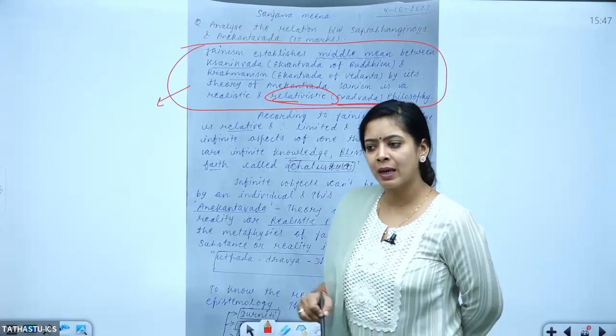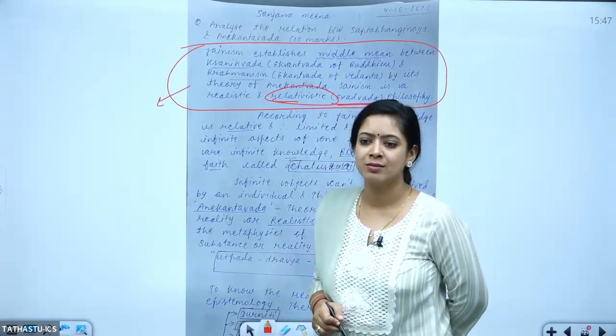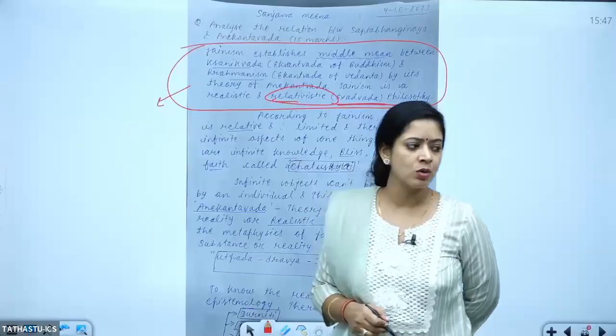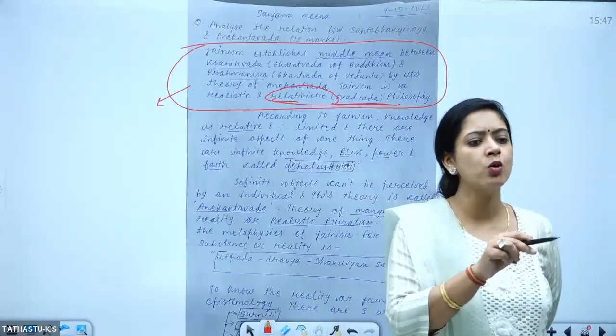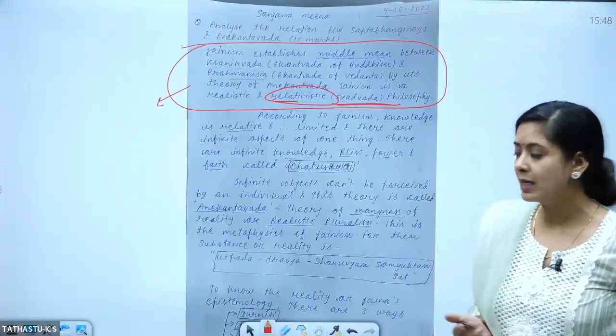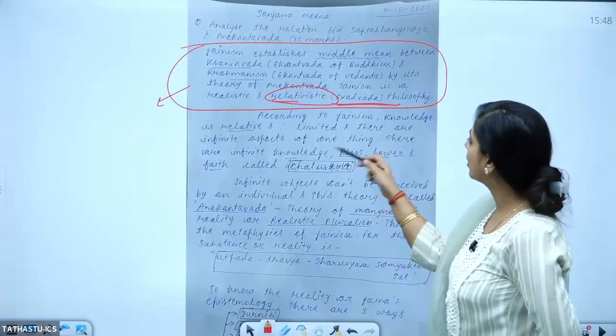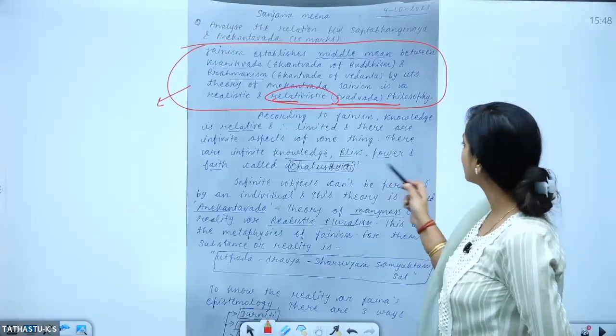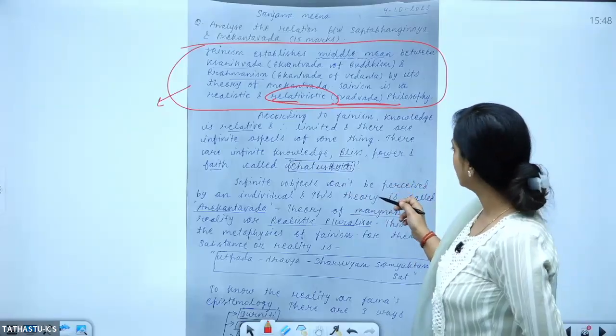And then you can talk about this aspect, Syadvad and relativistic. Also mention Saptabhangi Nyaya itself in the introduction, so that the examiner knows that this person knows how to link Anekantvad with Saptabhangi Nyaya. That is the question itself. According to Jainism, knowledge is relative, limited. There are infinite aspects of one thing. There is infinite knowledge.